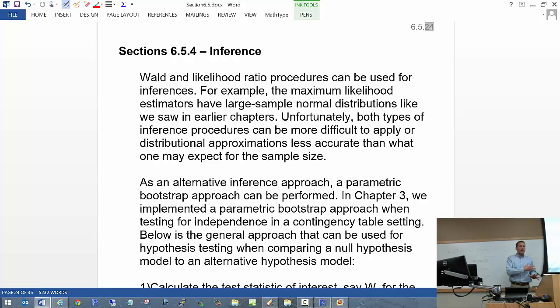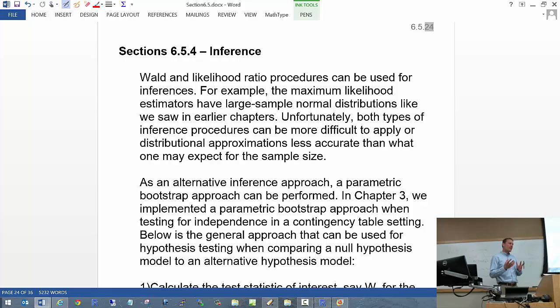And so because of that, I'm going to introduce to you an alternative approach for inferences, and this involves the bootstrap. We talked about the bootstrap a little bit earlier in the semester. Chapter 3, we did a hypothesis test for independence in a contingency table. Does that sound familiar? Everyone should be going, yes, I remember that. That was so cool when we were doing that.